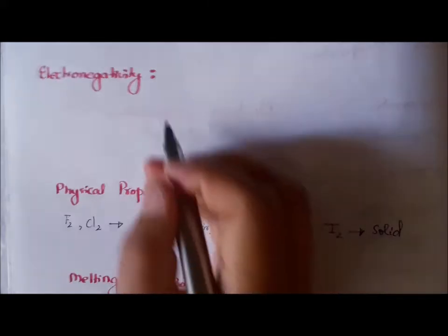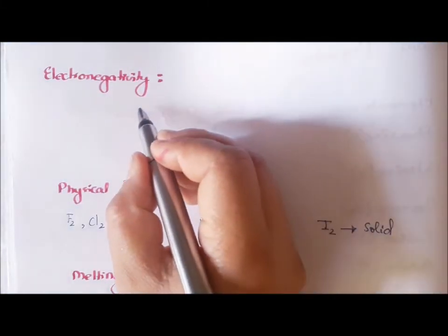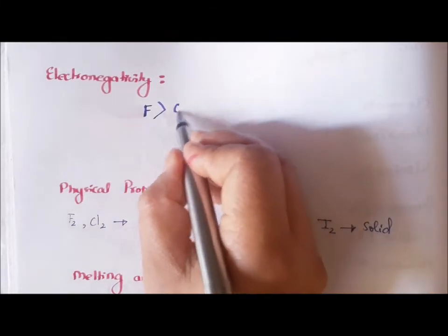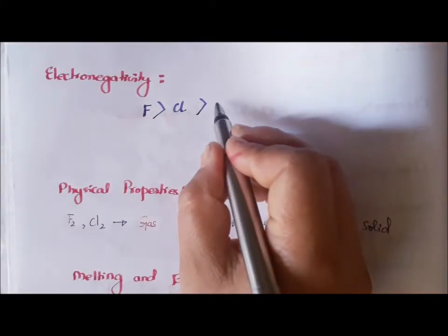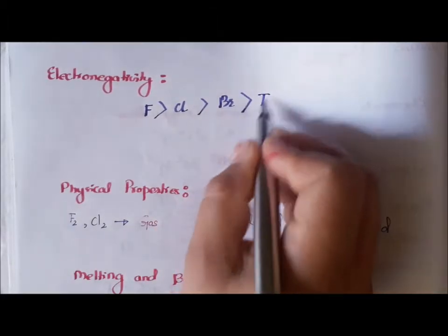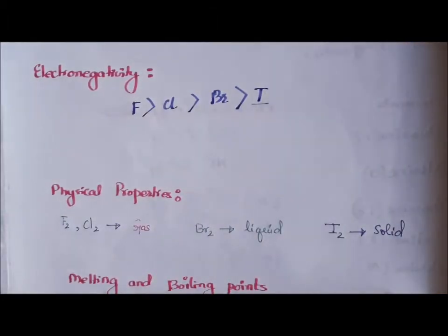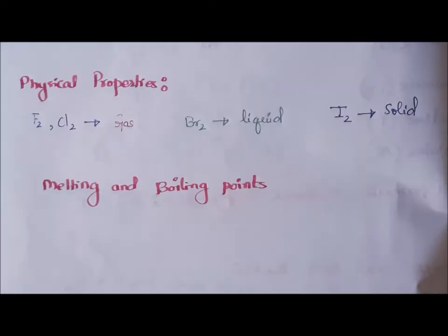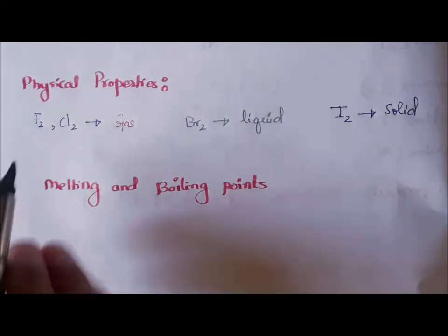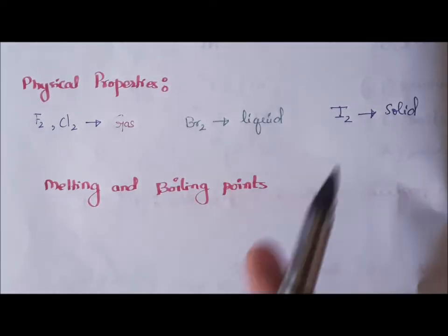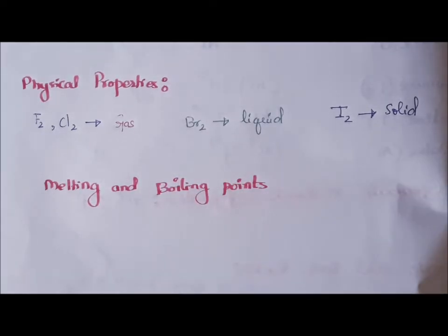Now next is electronegativity. Fluorine is the most electronegative one, and down the group the electronegativity decreases in the order F, Cl, Br, I. Why? Because of the increase in atomic size. Next we are going to discuss physical properties. First, physical state: fluorine and chlorine are gases, bromine is a liquid, and iodine is solid in state.